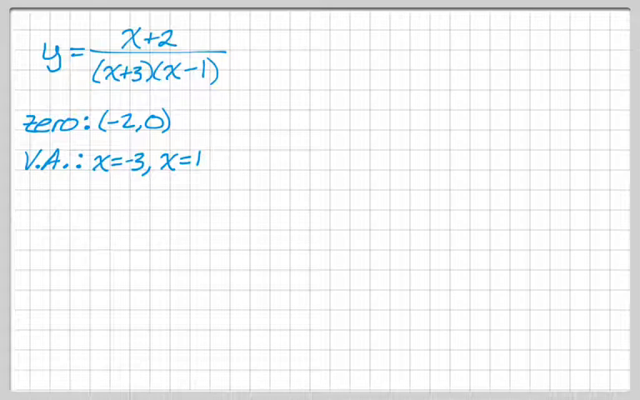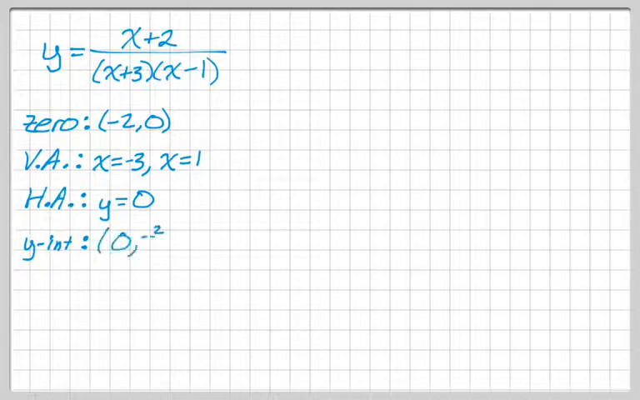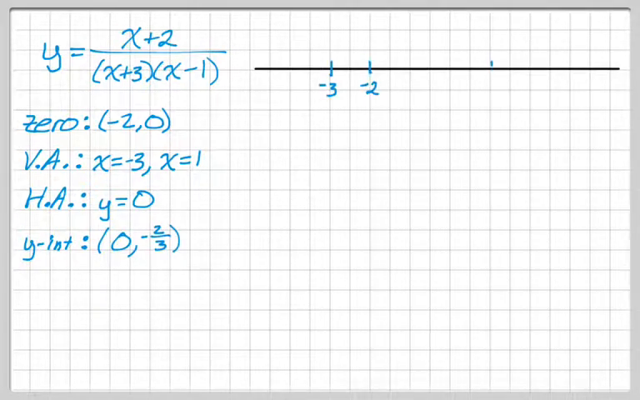Horizontal asymptote: in this case the degree of the numerator is less than the degree of the denominator, so the horizontal asymptote is going to be y equals 0. You could go through and do all the limits, which you should do if I tell you to show work, but your teacher might not require it. The next thing I'm going to do is find the y-intercept. Substituting 0 in for x, I get negative 2/3.